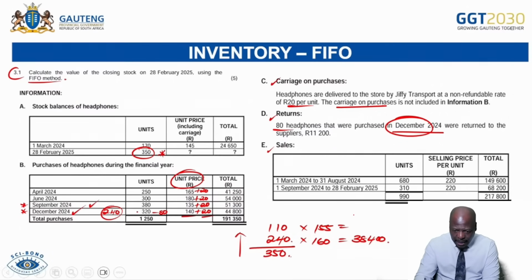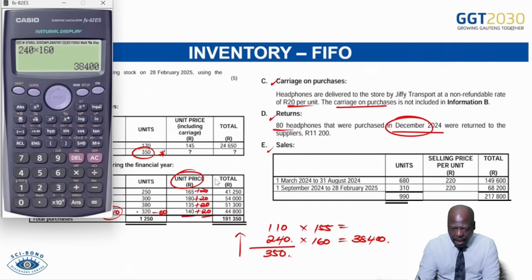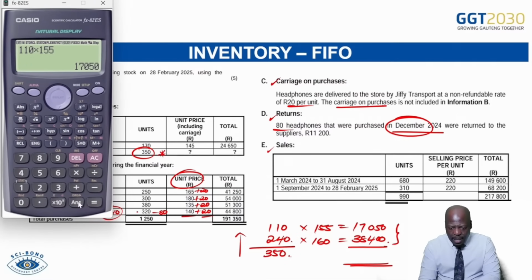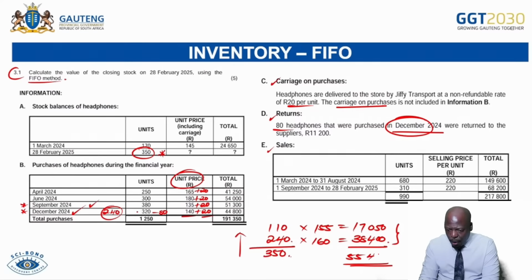I'm going to punch that in the calculator. So it's 110 multiplied by 155. And that is going to give me 17,050. So I get my 17,050. And then when I add these two amounts, let's see how much we're going to get. All right, so we're now going to say 17,050 plus 38,400, like that. And then when we add them, we end up with 55,450. That becomes the value of your closing stock using your FIFO.